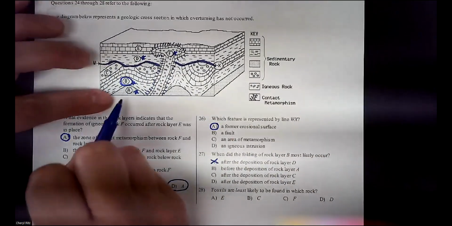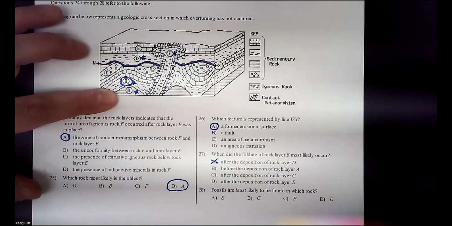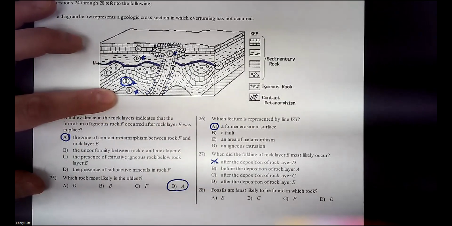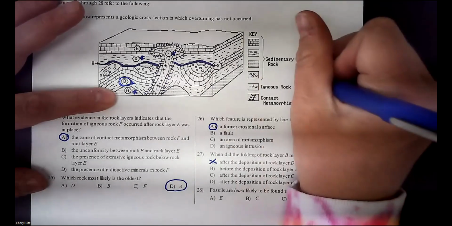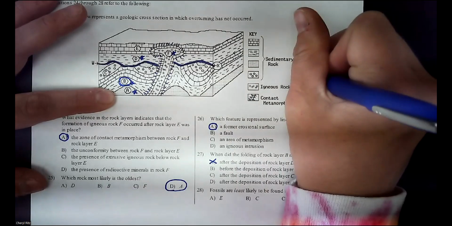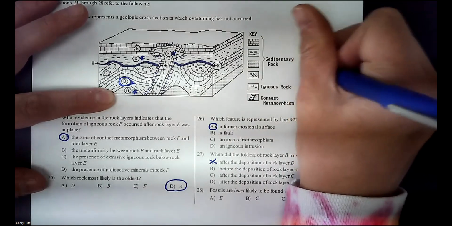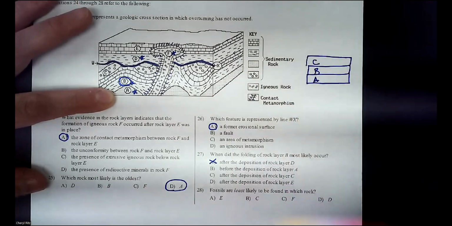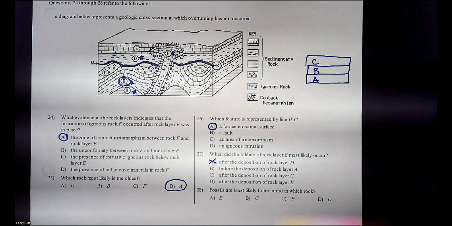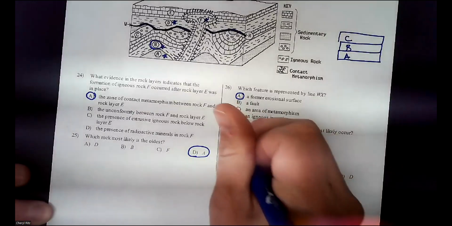How about before A? Did they get folded before A? No. How do you know it wasn't before A? Okay, that's one reason, but how do we know the folding didn't happen before A? Remember, they're all originally horizontal. So A would have been horizontal. B would have been horizontal. C would have been horizontal originally, and then they get folded after they're there. So it couldn't be before A because then none of them would be folded.